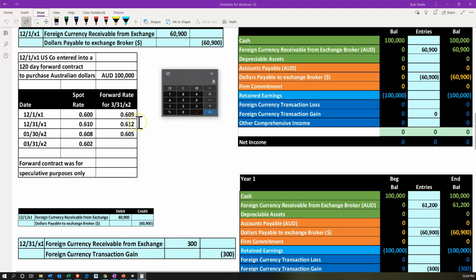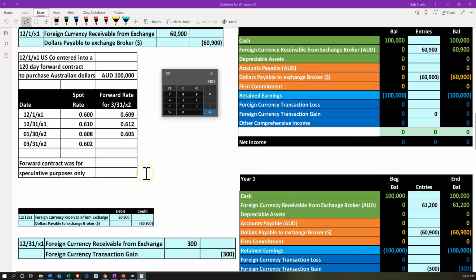which we can also calculate by saying the difference between the rates, 0.612 minus 0.609, times the 100,000. Let me do that one more time: 0.612 minus 0.609 times 100,000. Okay, there's the 300 here. Now that 300 is going to result in a gain.